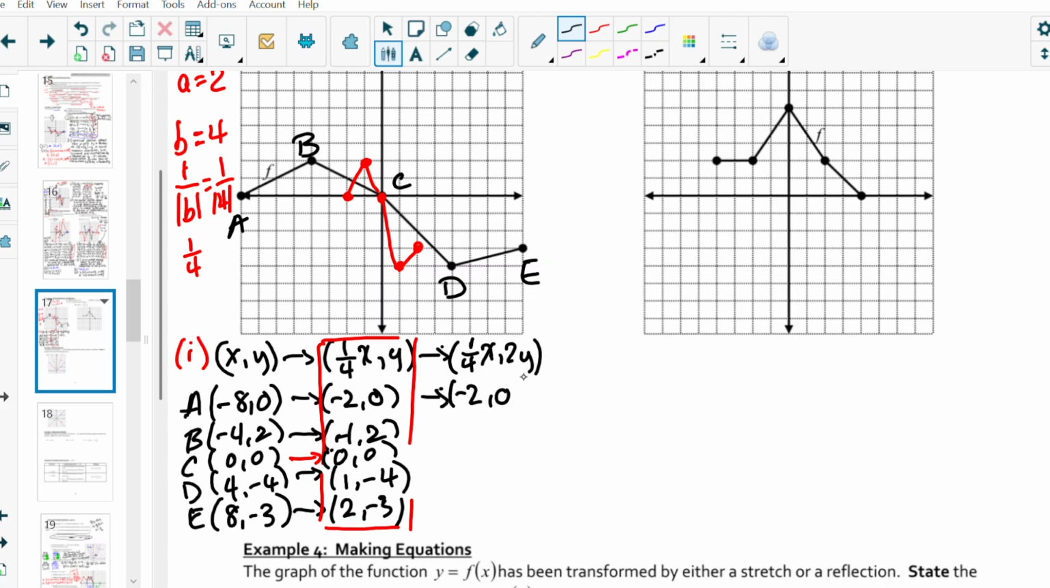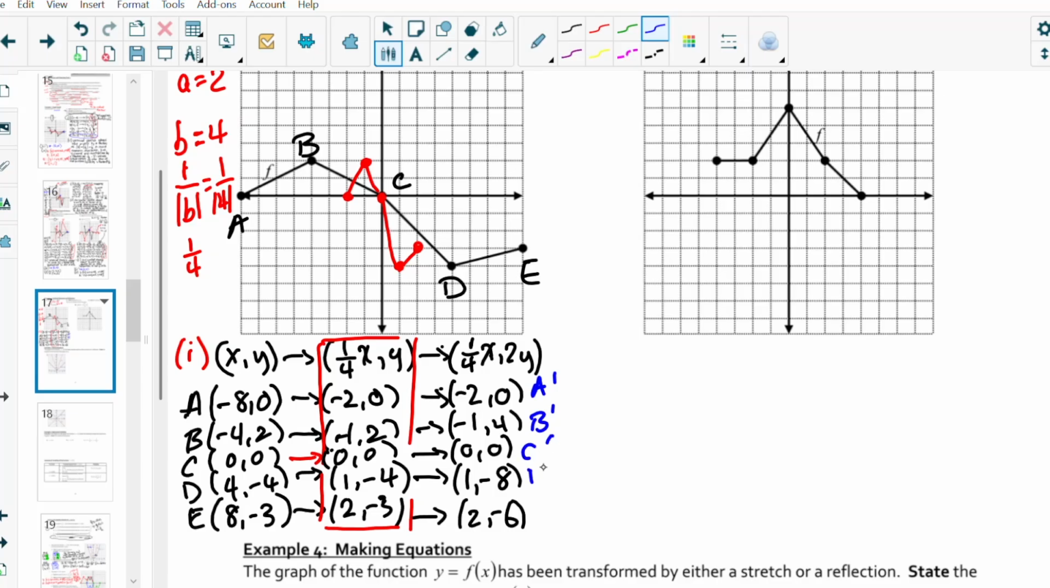So negative 2, 0. Negative 1, 4. 0, 0. 1, negative 8. And 2, negative 6. Okay, these I will label in blue as A prime, B prime, C prime, D prime, E prime. Okay? All right, so A prime, negative 2, 0.